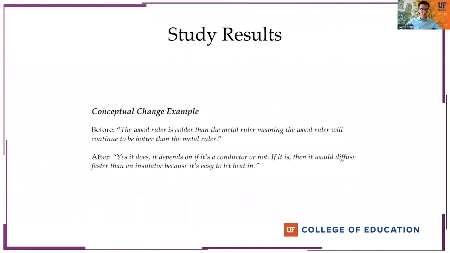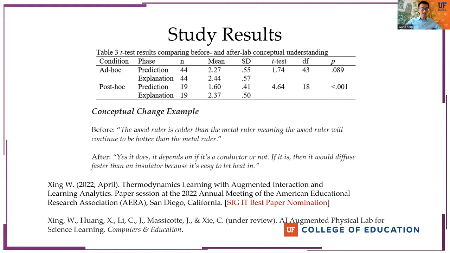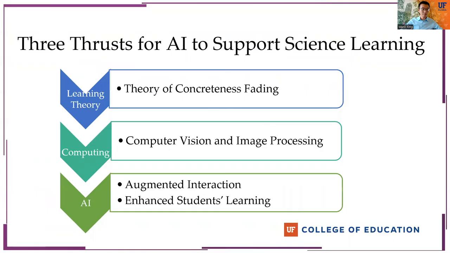And we checked the prediction and explanation, which is the pre-test and the post-test. We found that there's a significant difference between students' prior understanding of heat transfer and the post-test understanding, with the post hoc test. So we reflect on the three strengths for AI to support science learning. We rely on a learning theory called concreteness fading and use computer vision image processing to provide feedback and to overlay the abstract concepts over the physical materials, and then using augmented interaction, we can enhance the students' science learning.